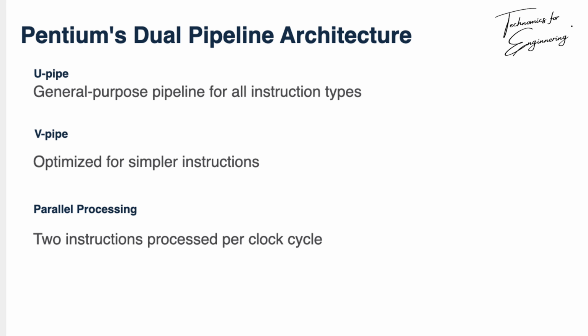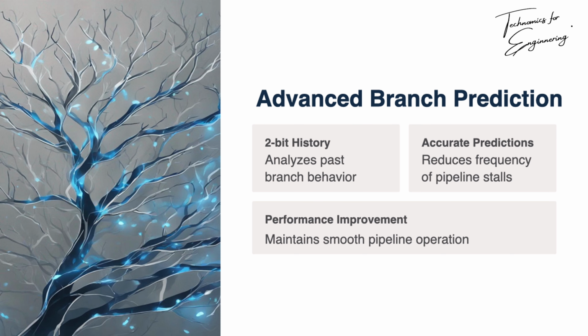U-pipe was a general-purpose pipeline capable of handling all types of instructions, especially the more complex ones. V-pipe optimized for simpler instructions. The V-pipe worked in parallel with the U-pipe to maximize instruction throughput. This dual pipeline structure allowed the Pentium to process 2 instructions per clock cycle, greatly increasing its processing power compared to the 486. The Pentium took branch prediction to the next level with advanced branch prediction.